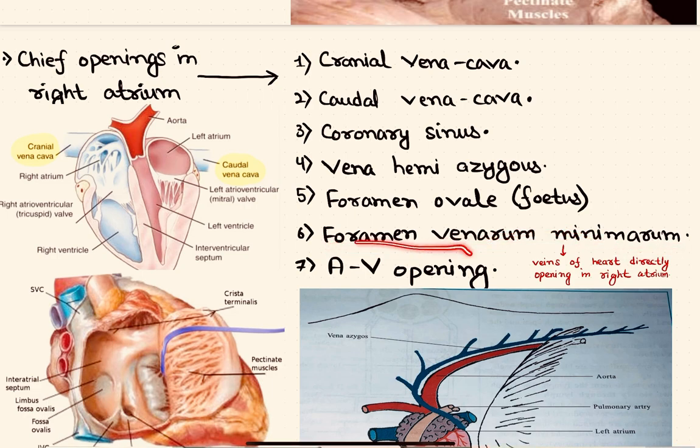And finally we have the atrioventricular opening, which is guarded by the tricuspid valve on the right side, isn't it? It is present in the atrioventricular septum. So these were the 7 chief openings in the right atrium.